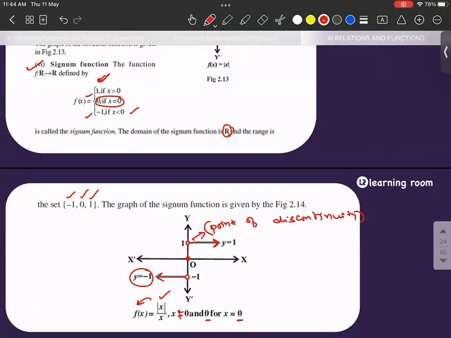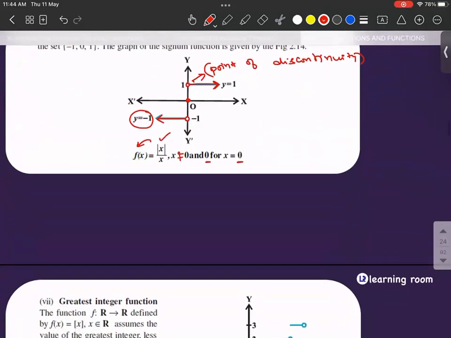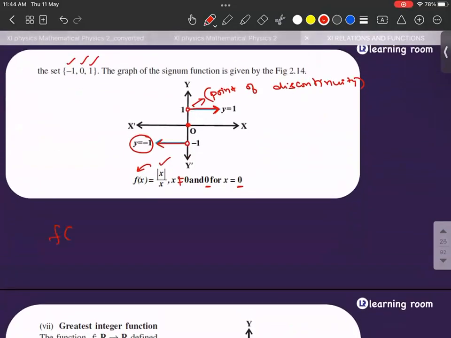Excuse me, sir. You said that mod of any negative number is a positive number. So for the signum function, f of -1, we'll get mod -1 as 1 divided by -1, right? That's not how it works. F of x is equal to mod x by x. You should not combine both. When I write mod x divided by x, the denominator is nothing you need to be worried about.